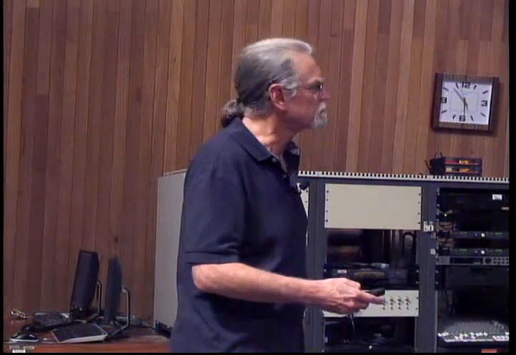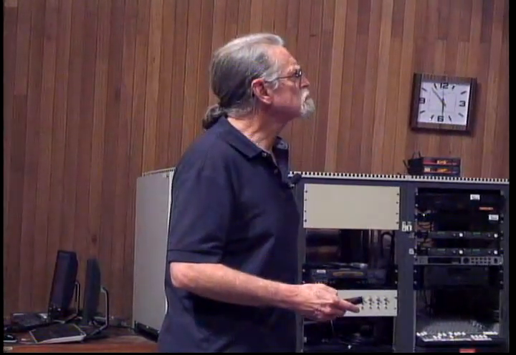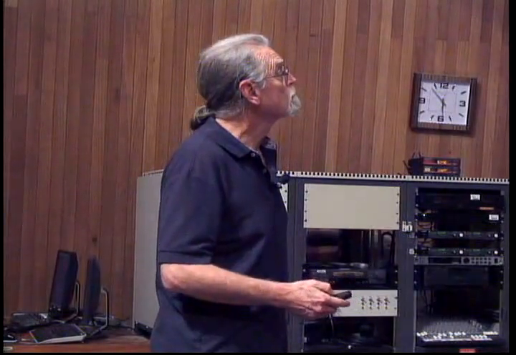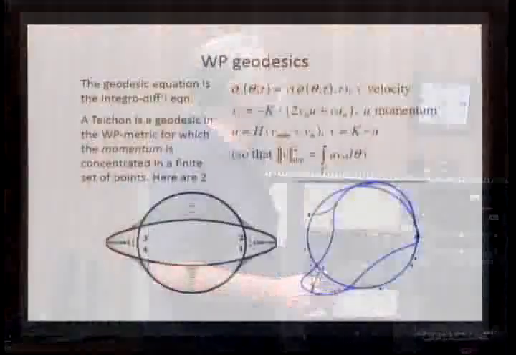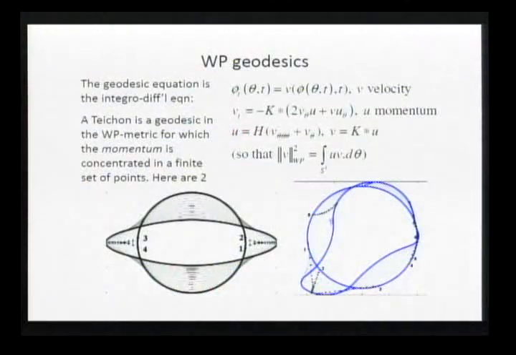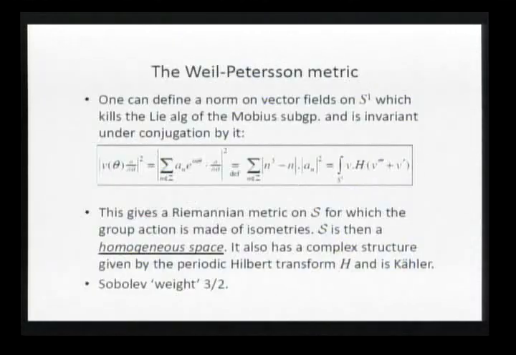But in any case, it's pretty easy to see that this gives you a Kähler structure and so on. But I'll just give you a few instances. Oh yeah, the geodesic equation here is kind of like Burgers' equation. Just like I had yesterday, we're going to have a momentum and a velocity. So this thing here is the momentum. We call it U. And the inner product is the momentum times the velocity, integrated.